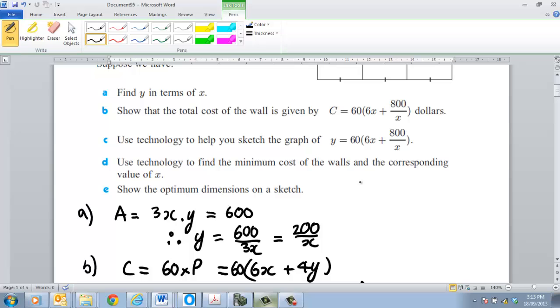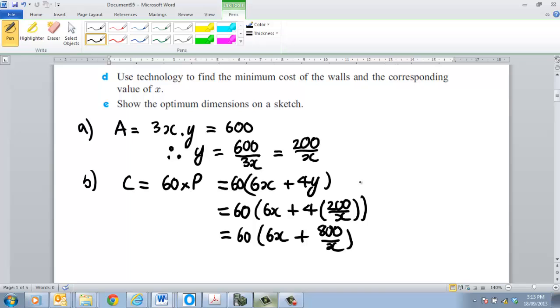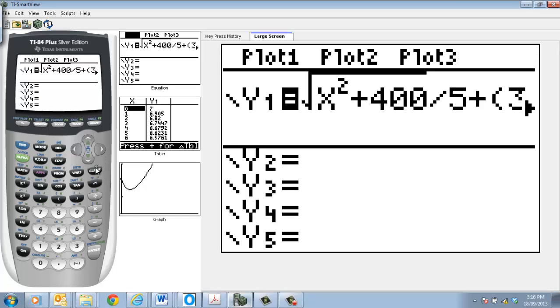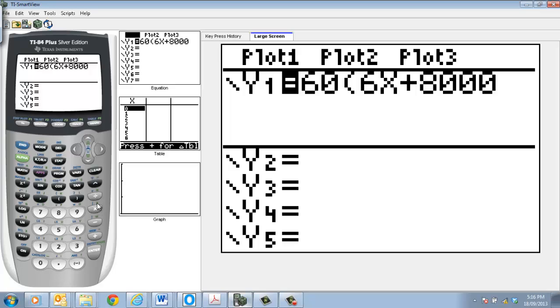Now the key thing about this equation: if you couldn't do part A and B, you can still do the rest of the question from part C onwards. So you don't need to lose all your marks in the question if you can't do those first parts. So this is the equation I need to put into my calculator, because we want to minimise the cost, don't we? So go in there, clear whatever function you've got in there. So 60, multiply that by 6x plus 800 divided by x. And that will hopefully give us a function.